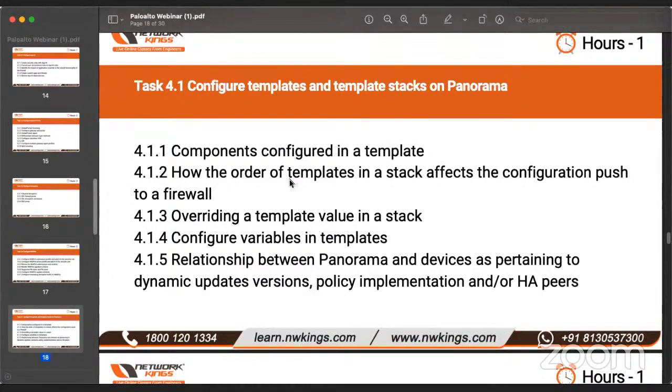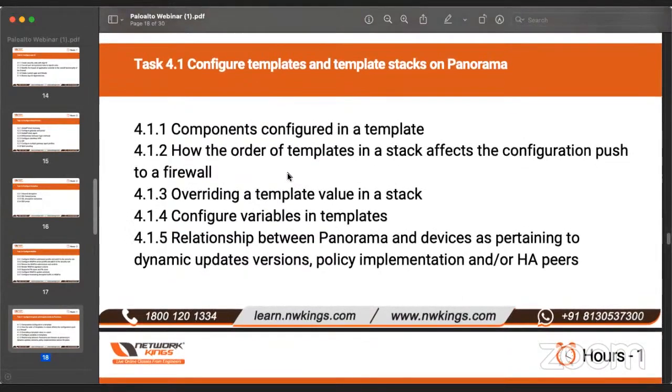What are the different components involved there, right? What is a template? What is a device group? Template stack, right? What is a template variable, right? How do you attach a firewall, right? So without licensing, we cannot actually add a firewall to Panorama. So we'll be technically going through what is the exact step involved to add a firewall, right? How would it look like once you add it?